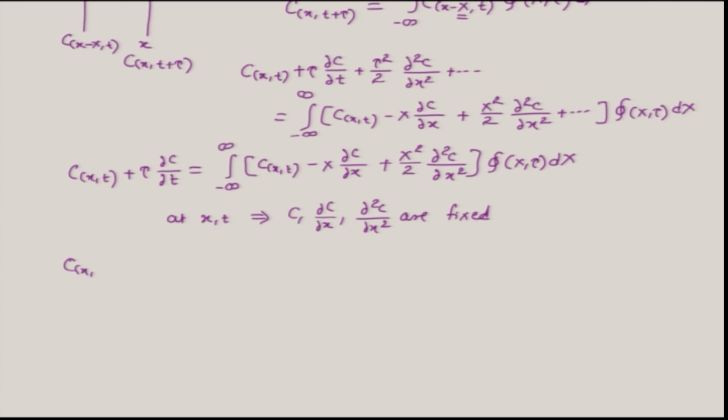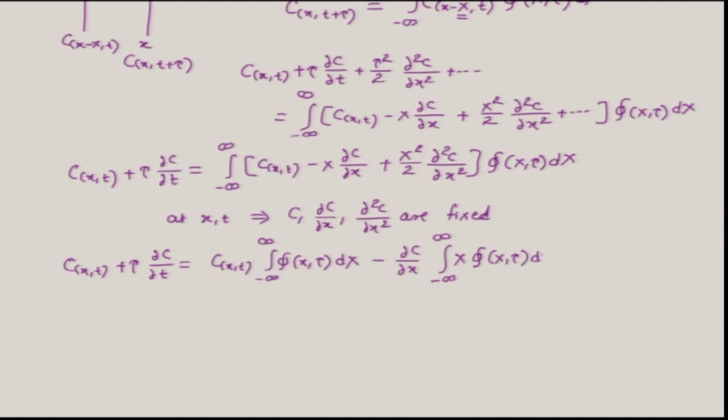we can write c at x and t plus tau, which is approximately c plus tau times dou c by dou t, equal to C of x t integral minus infinity to infinity phi of X tau dX, minus dou c by dou x integral minus infinity to plus infinity X times phi of X tau dX, plus dou 2c by dou x2 integral X square by 2 phi of X tau dX.